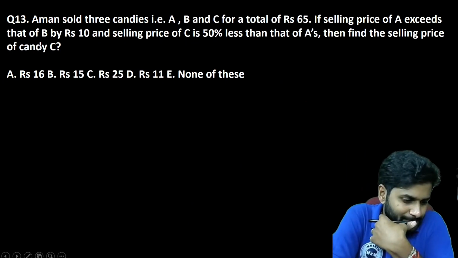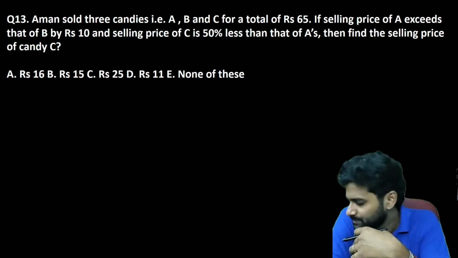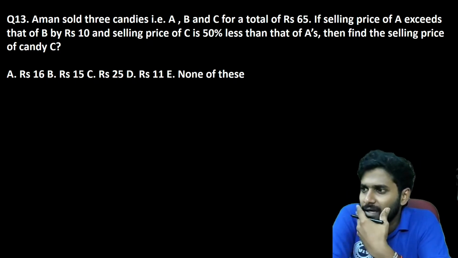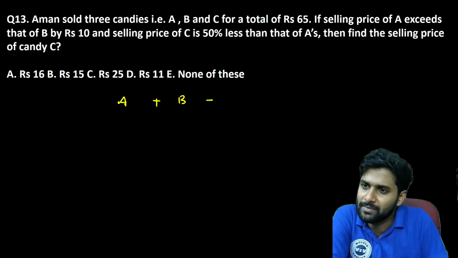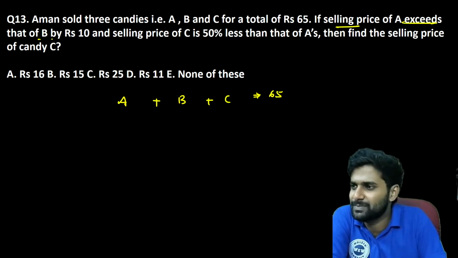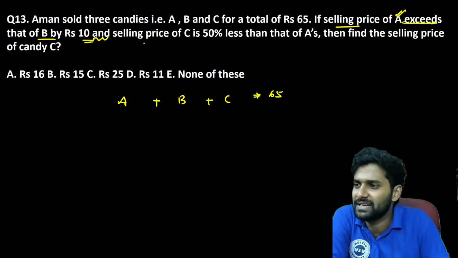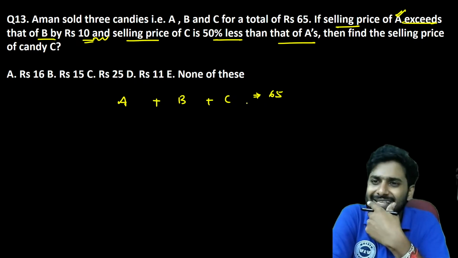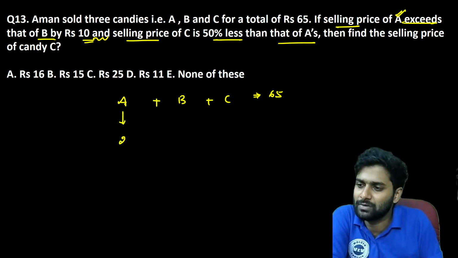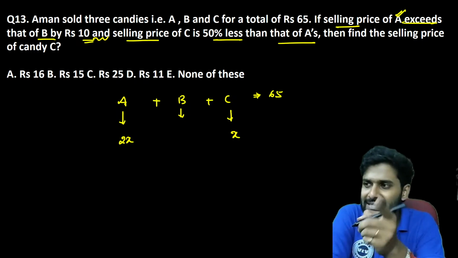Question number 13. Aman sold 3 candies A, B, C for 65 rupees. The selling price of A exceeds B by 10 rupees, and C is again compared with A, selling at 50% less than A's value. C is 50% less than A. Let us assume A's value is equal to 2x. Definitely C's value is 50% less, so it's x.